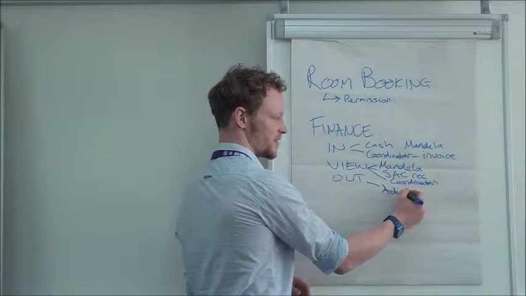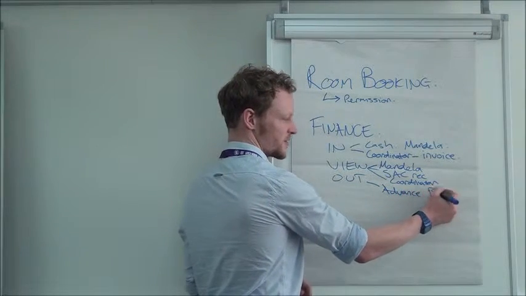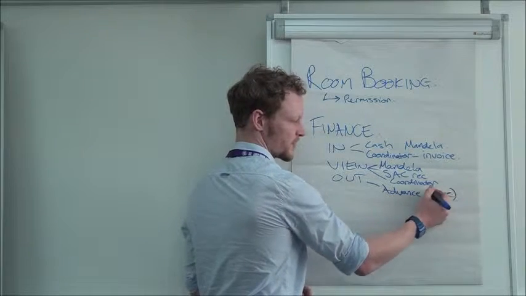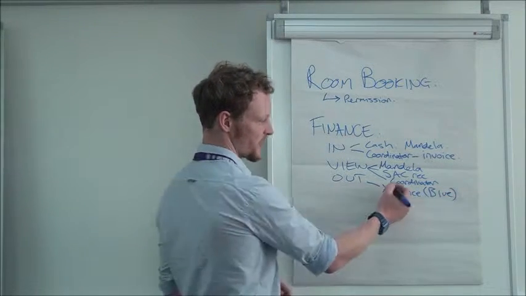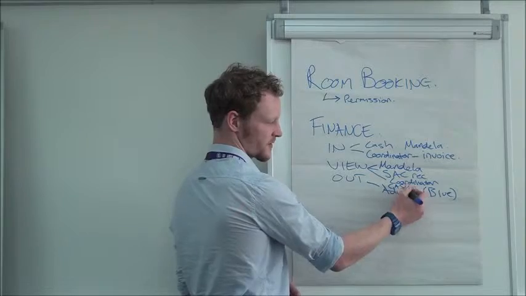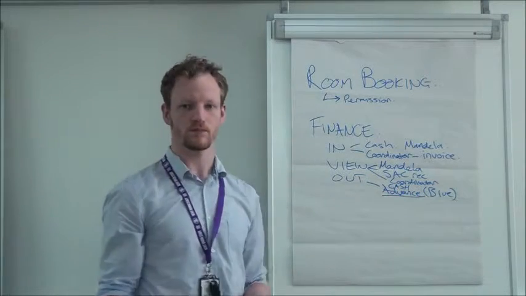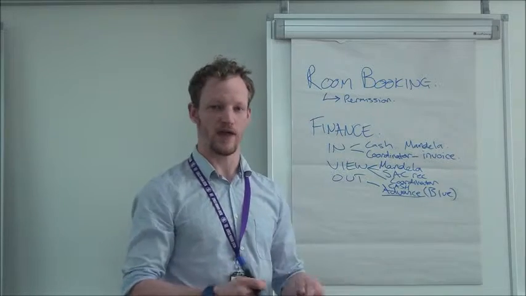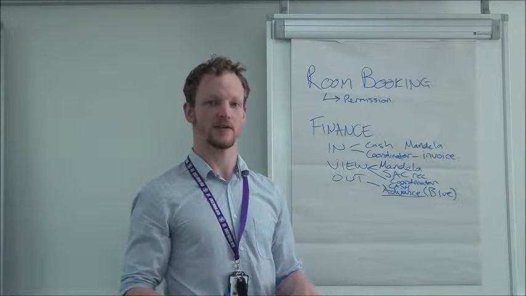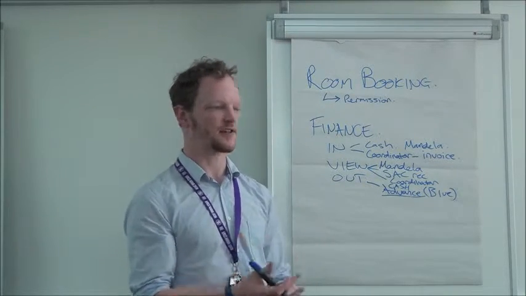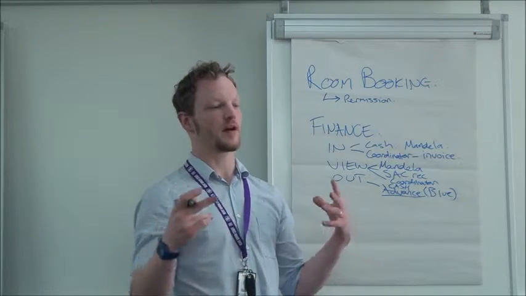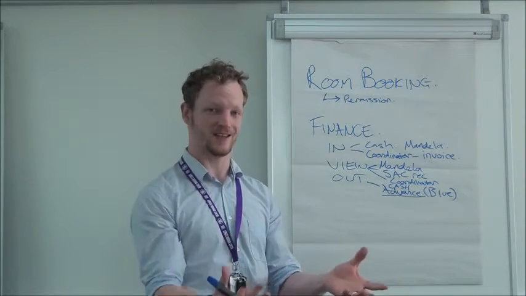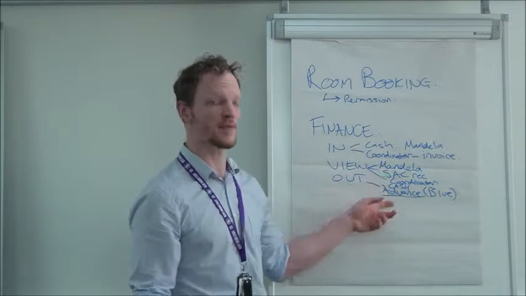First one is an advance. This is by filling out a blue form and writing the words cash advance at the top of that form. That means they can take money up to £100 out without having to have any receipts or anything like that. So they can pay, say, a DJ or a restaurant or whatever ahead of time. But the maximum there is 100.